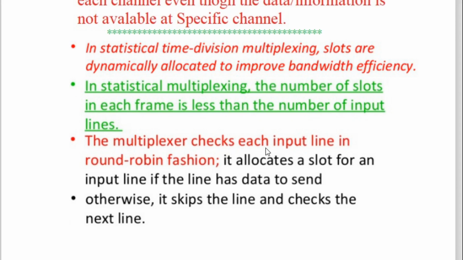The multiplexer checks each input line in round robin fashion. It allocates a slot for an input line if the line has the data to send. Otherwise, it skips the line and checks the next line. That is why it is said statistical, or asynchronous. So in this way, time division multiplexing is used to share only one bandwidth by many subscribers, or by many information channels accordingly.